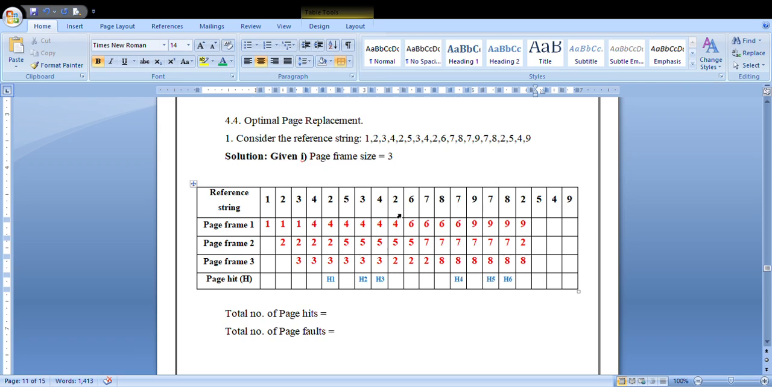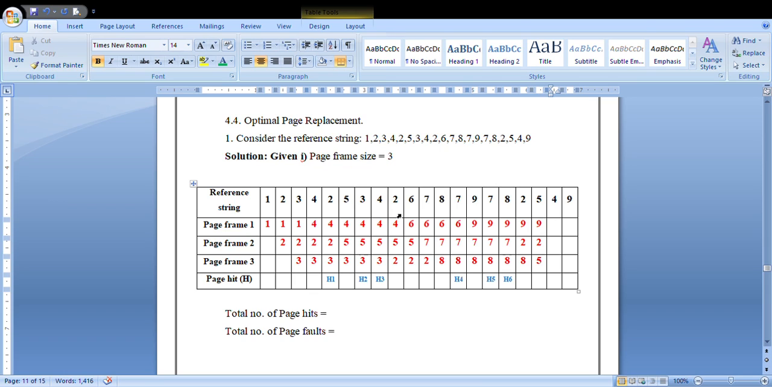Now the next page is 5. It is a newly arrived page. It is also not existing in the frame, so replace the oldest page. Here the oldest page is 8. Replace 8 by 5. And 8 is not repeating for the next 3 values, so you can replace 8 by 5. Keep other values as they are.